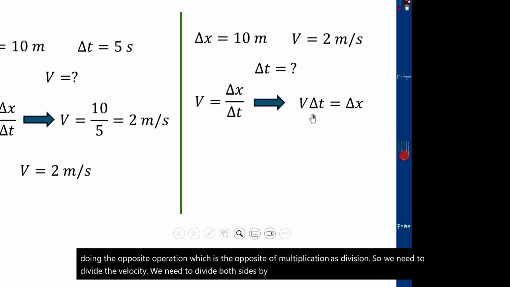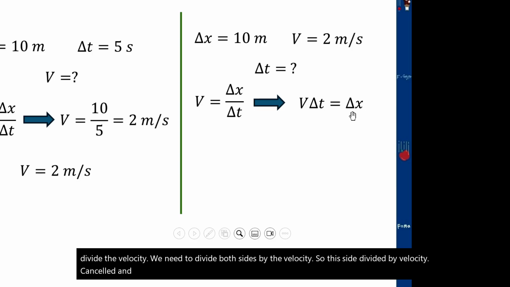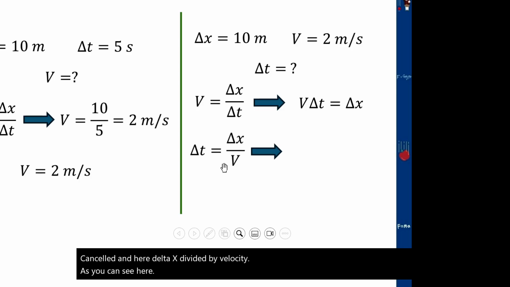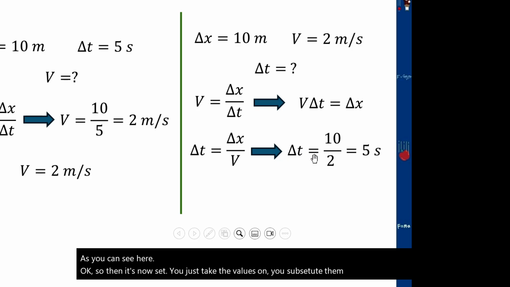So this side divided by velocity will be cancelled, and here delta x divided by velocity, as you can see here. Okay, so then it's now set. You just take the values and you substitute them in here, and you will find your answer.